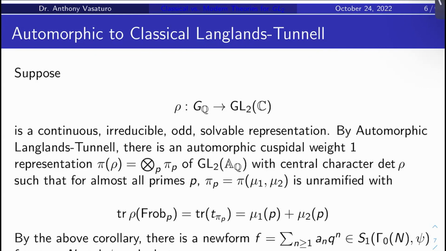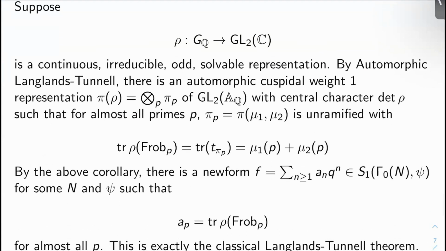It's very easy now. Suppose rho from G_Q to GL2 of C is a continuous, irreducible, odd, solvable representation, a surjective one. By automorphic Langlands tunnel, there's an automorphic cuspidal weight 1 representation, pi of rho, equal to the tensor over p of pi sub p of GL2 of A sub Q, as usual, with central character det rho, such that for almost all primes p, pi sub p is pi of mu1, mu2, is unramified, and the trace of rho of Frobenius at p is the trace of the local Langlands class at p, which is mu sub 1 of p plus mu sub 2 of p. We know all of this.